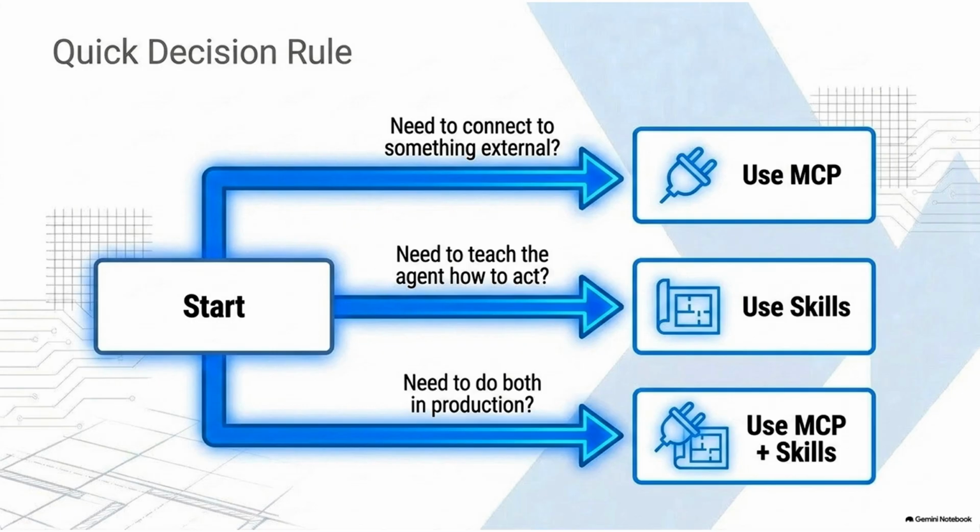So let's bring it all together with a quick decision rule. If you need to connect to something external, use MCP. If you need to teach the agent how to act, use skills. And if you need to do both in production, use MCP and skills together. That's the whole framework. MCP gives your agent hands, skills teach it how to use them, and the strongest production systems use both side by side.